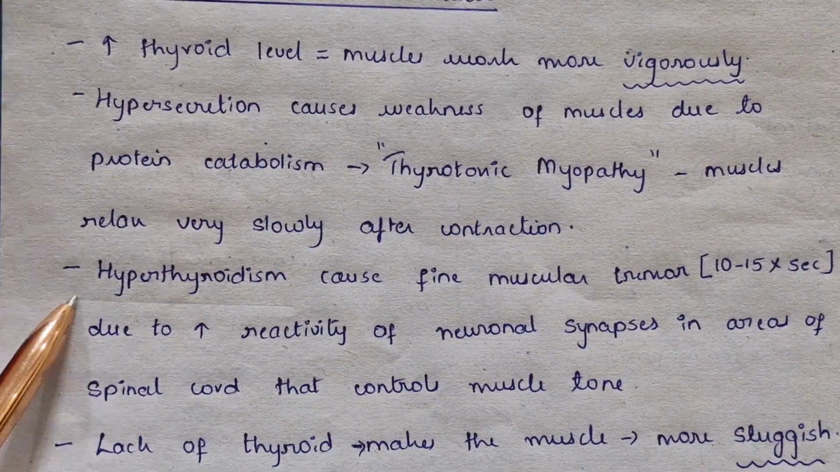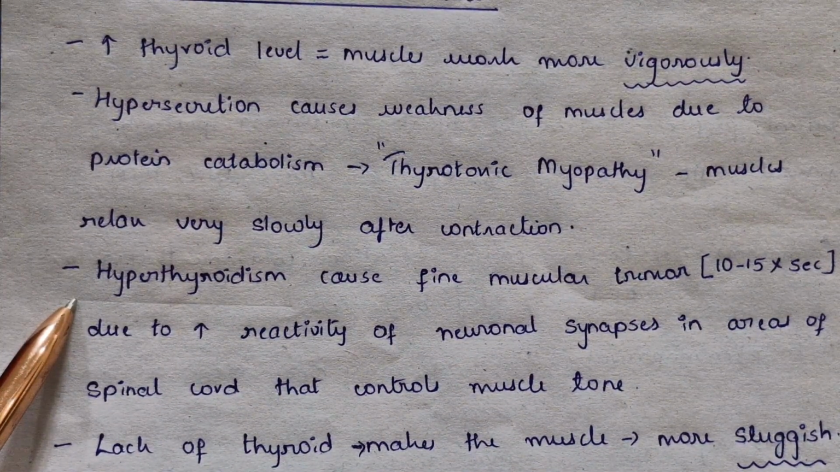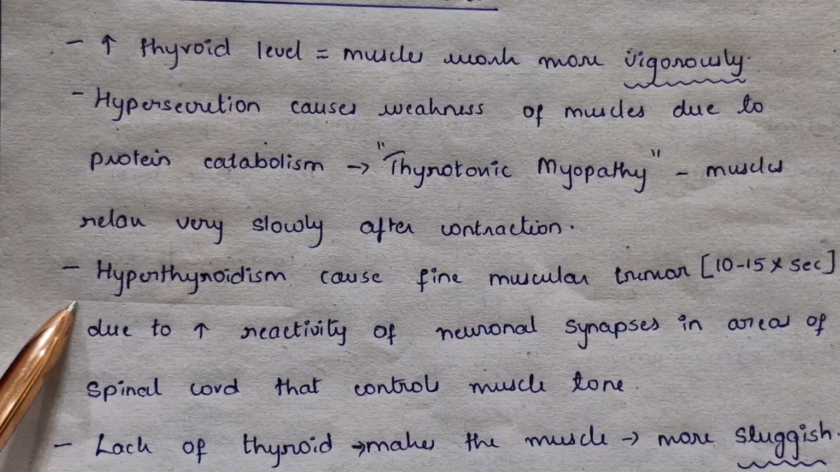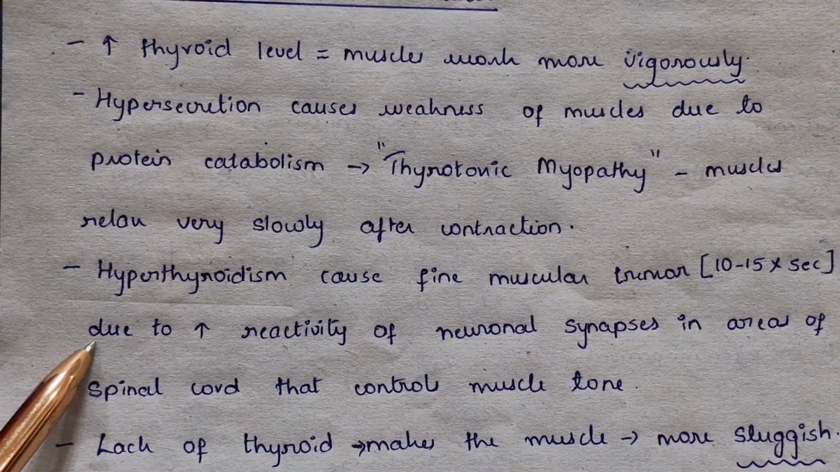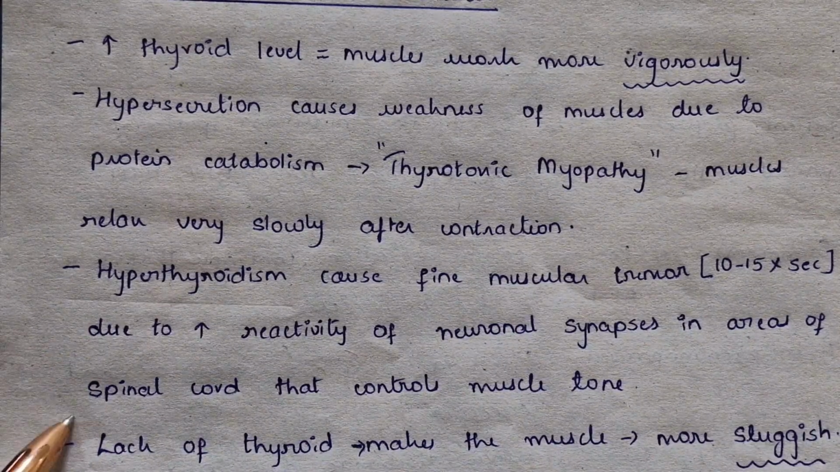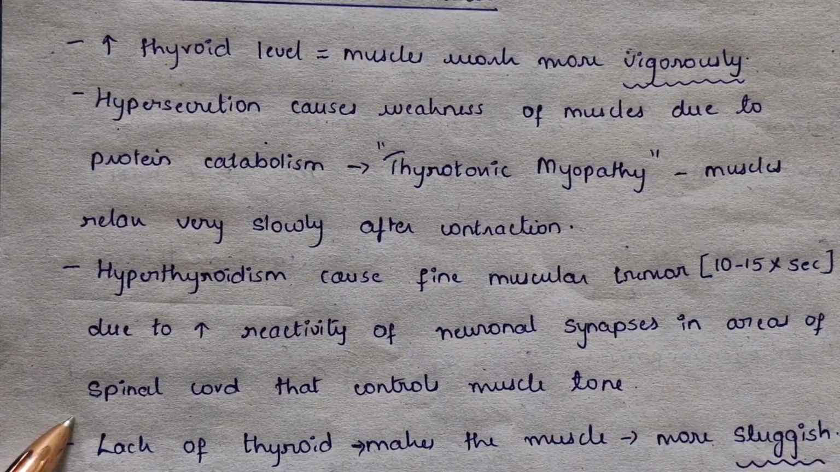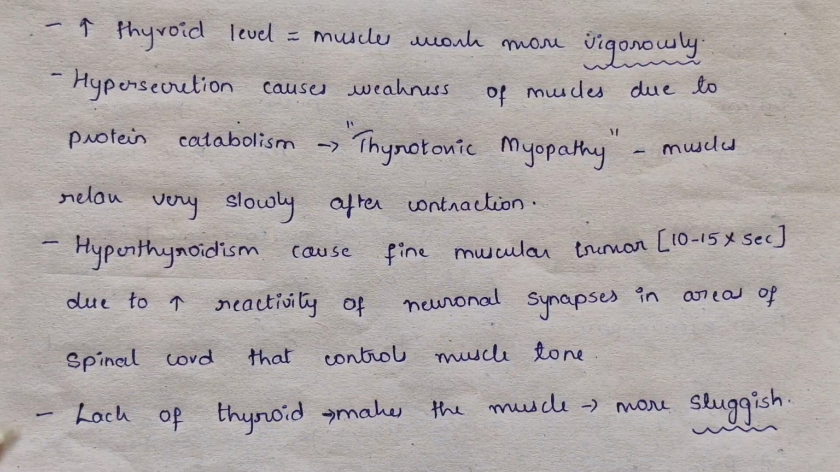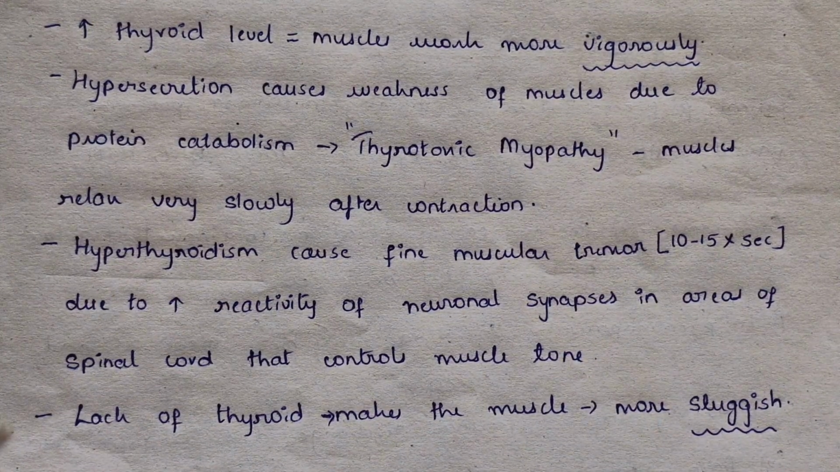Hyperthyroidism causes fine muscular tremors, that is 10 to 15 times per second, due to increased reactivity of neuronal synapses in the areas of the spinal cord that control muscle tone. And lack of thyroid hormone makes the muscle more sluggish.